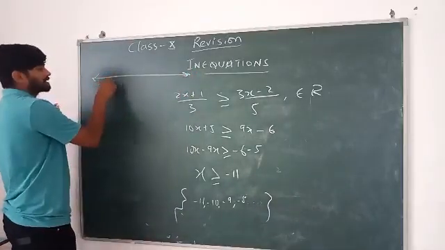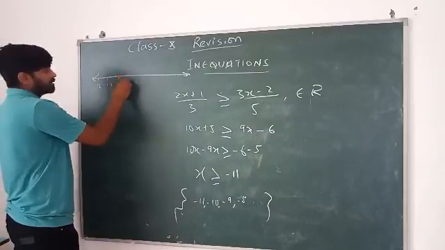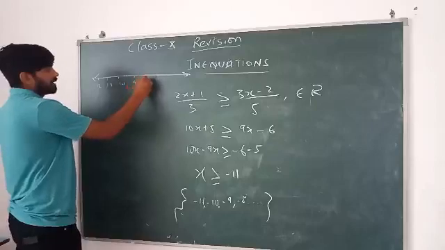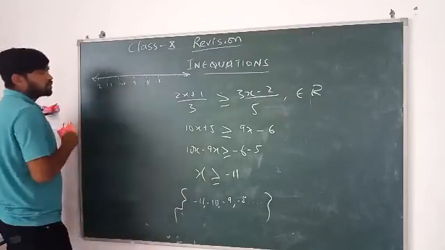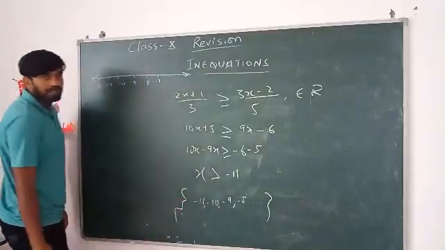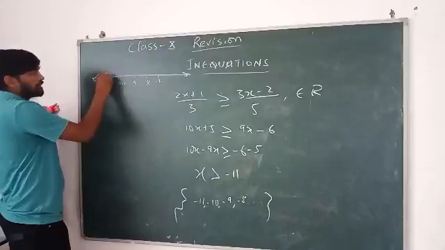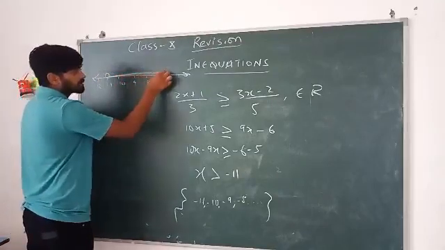Okay, this is, say, minus 11, this is minus 12, this is minus 10, minus 9, minus 8, minus 7, and so on. So how do you have to put it? If the sign had not been given as less than or equal to, then you would have made a simple empty circle and then made an arrow like this.